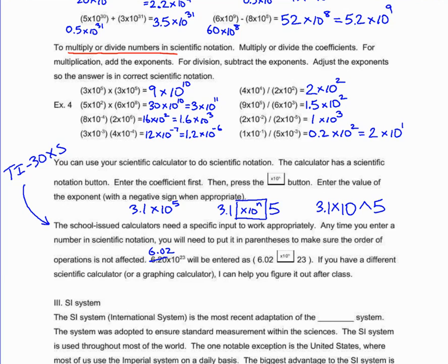So this is what it's going to look like. If you had 6.02 times 10 to the 23rd, you would enter it as parenthesis, 6.02, hit the x 10 to the n button, then 23, and then close the parentheses. This is how you're going to need to input it. If you have a different scientific calculator or a graphing calculator, they're all different in terms of their button placements and what the button even says. You can come see me after class, before class, and I can help you figure it out.